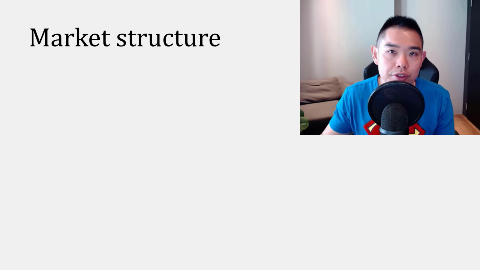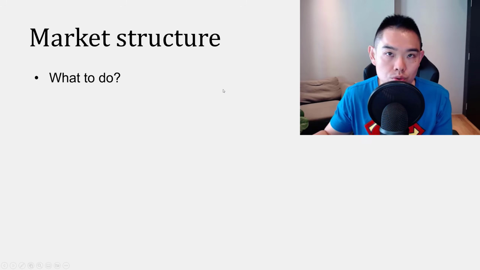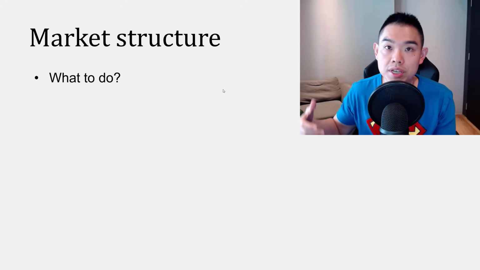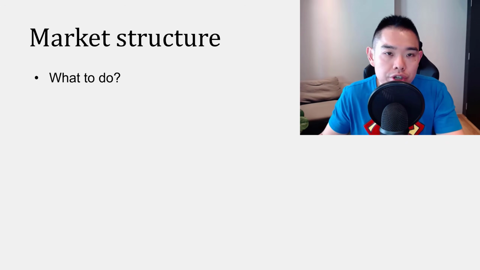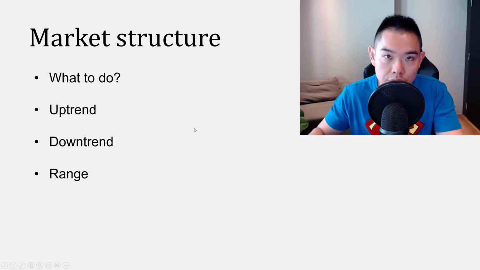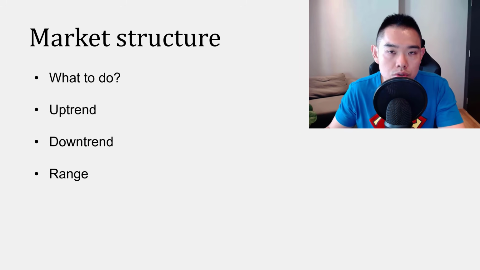Okay, the first part of this trading strategy is to learn the market structure. So once you learn market structure, you pretty much know what to do. Should you be a buyer? Should you be a seller? Or should you just stay out of the market? So when it comes to market structure, there are three market structures every trader should know. Number one is what we call the uptrend. Number two is a downtrend. And number three is a range market. So let me dive into this in more detail.